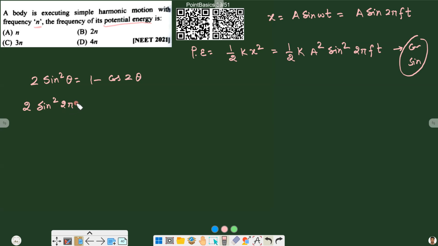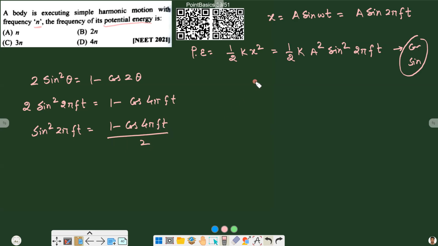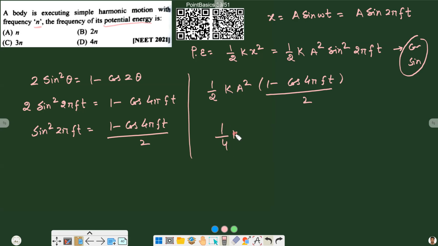Here we have theta as 2 pi f t, so sine square 2 pi f t will be equal to 1 minus cos 4 pi f t divided by 2. So we will substitute the value: k a square times 1 minus cos 4 pi f t divided by 2. This can be written as 1 by 4 k a square times 1 minus cos 2 pi into 2f t.